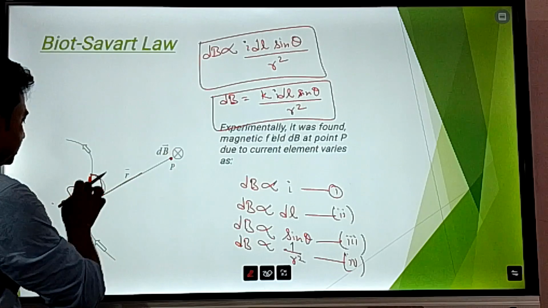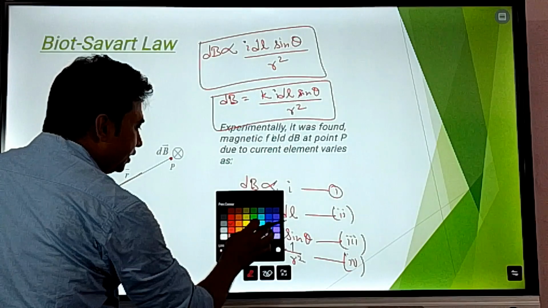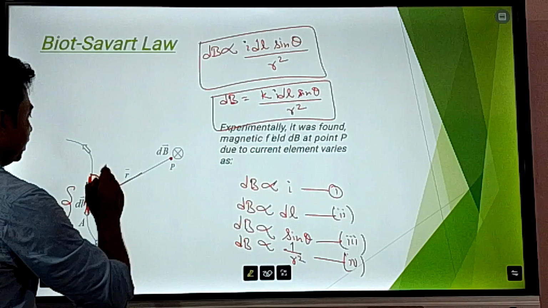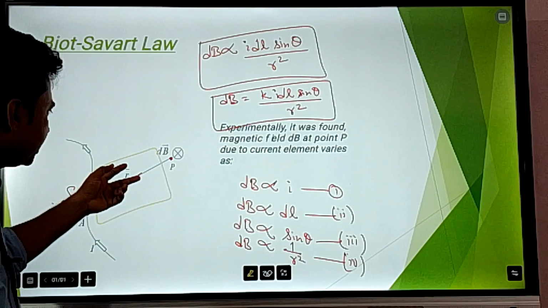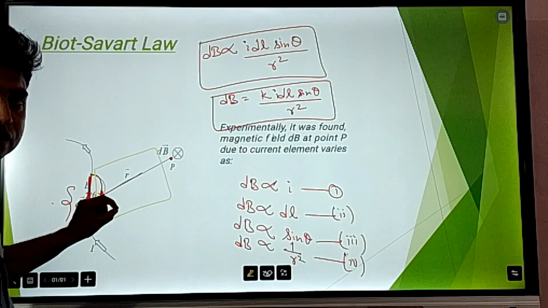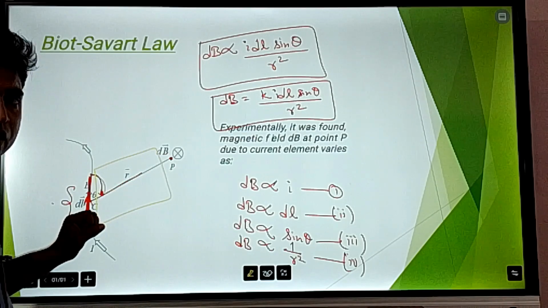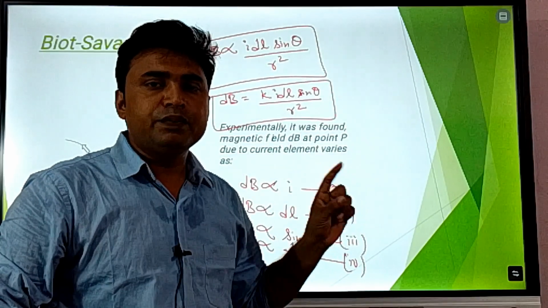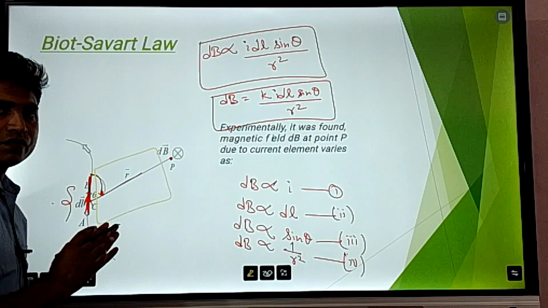Suppose this is P and this is our dl current element, and there is some medium between them. It can be glass. Suppose I put a glass between the point P and the current element, and in the next case I put water between the point P and the dl. In both cases the value of the constant will change, because K depends upon what type of medium is between the point P and the dl.